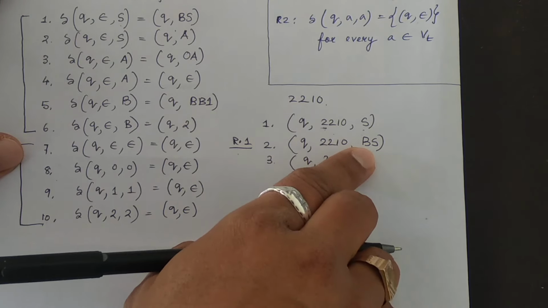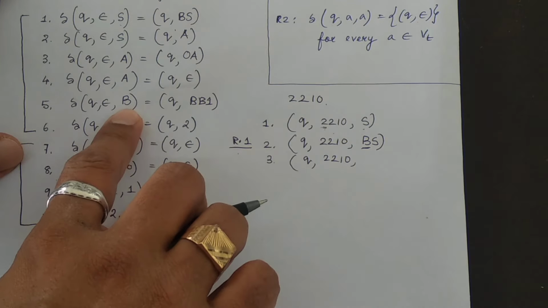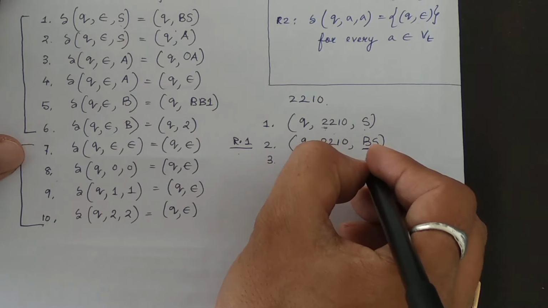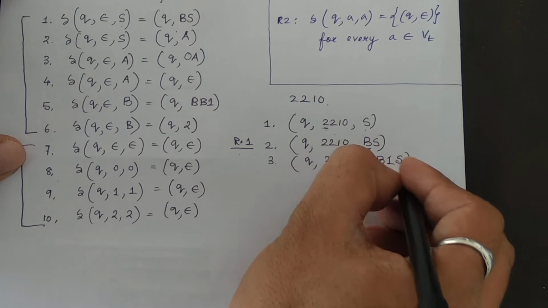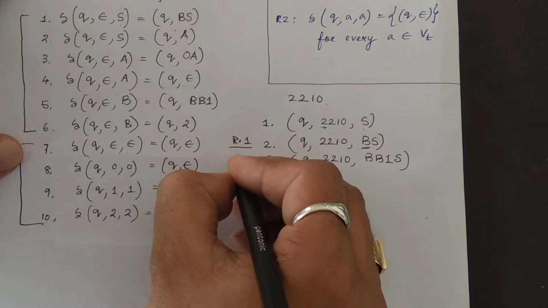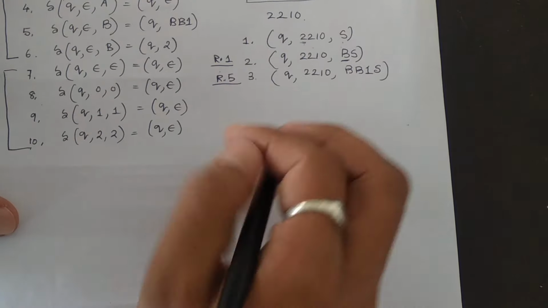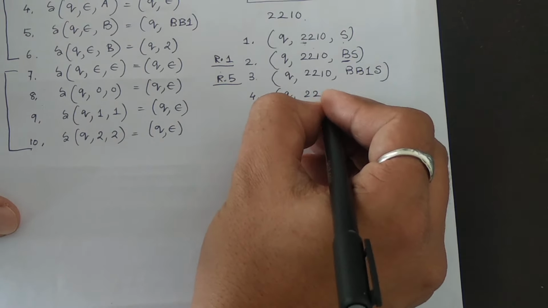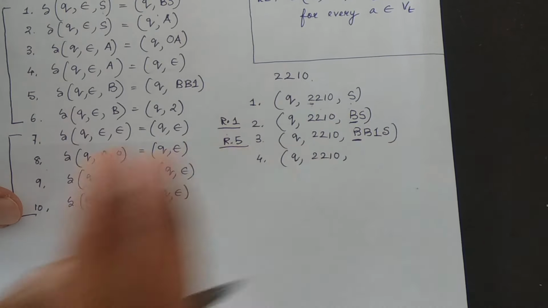So for B, now I will check only B. For B what can I take? I can take rule number 5, that is BB1, correct? So I can take here BB1. Already S is there, so I have to keep S. Clear? So this will be rule number 5. Any doubt? Now Q 2210.